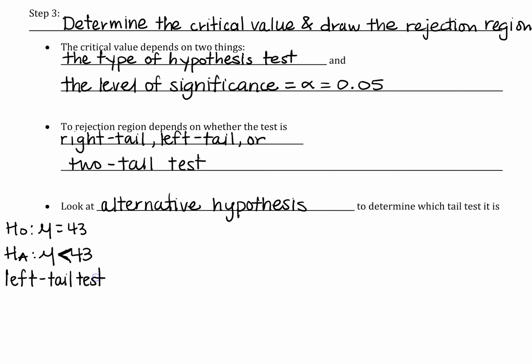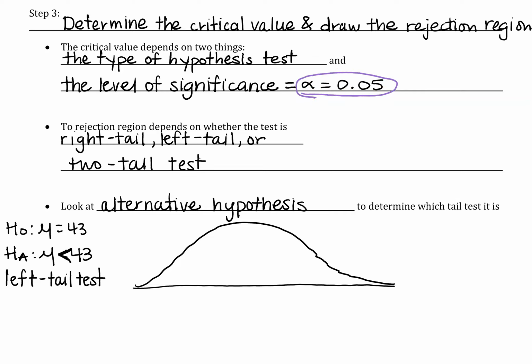Now that we know that this is a left tail test, we are able to draw our rejection region and determine our critical value. So I'm going to be drawing a bell curve. And in my bell curve, I need to make sure that the area to the left of where I put my critical value is equal to alpha. So I'm going to put 0.05 area in this region here on the left. I've drawn that on the left side of the bell curve because this is a left tail test, and I'm using 0.05 because that is my level of significance.